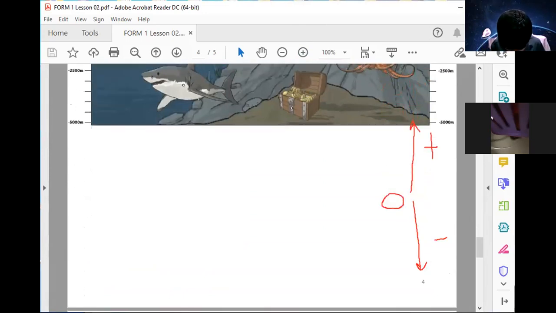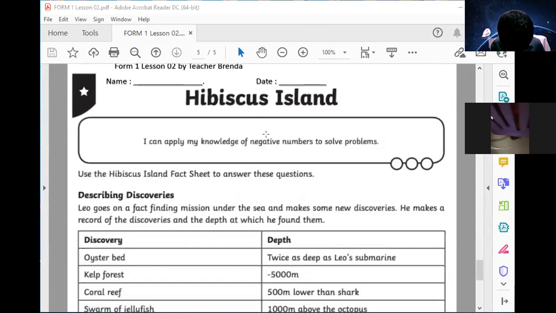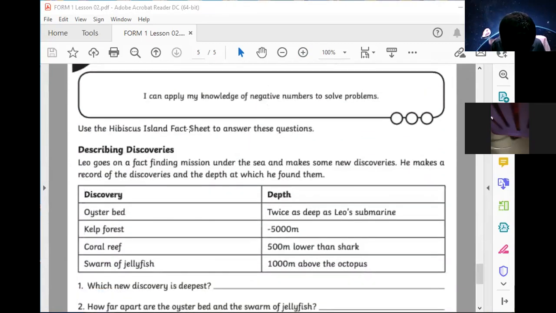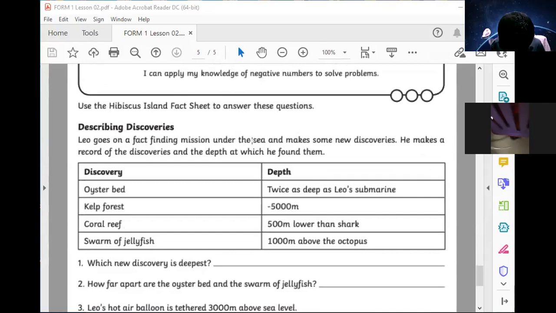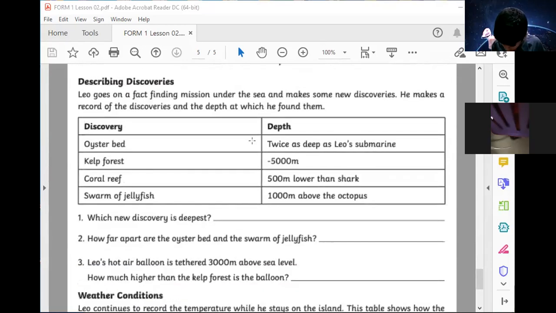But what about your questions? Look at your questions. Use the Hibiscus Island fact sheet to answer this question. Guys, I give you 5 minutes. Try it on your own first, okay? Your question is, discover the oyster bed is twice as deep as Leo's submarine. These are your clues.